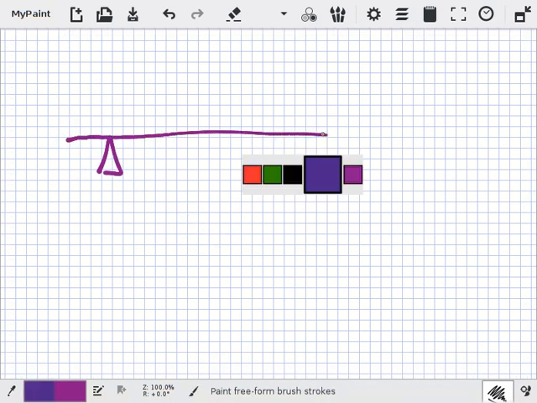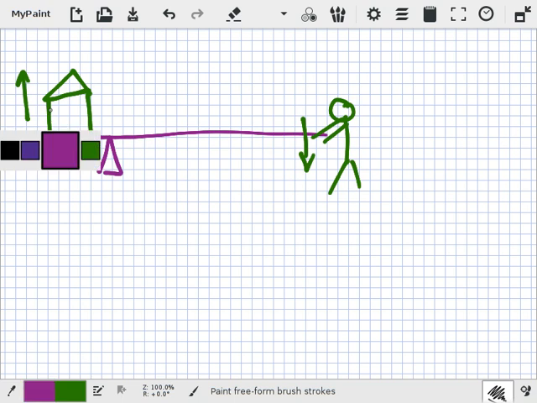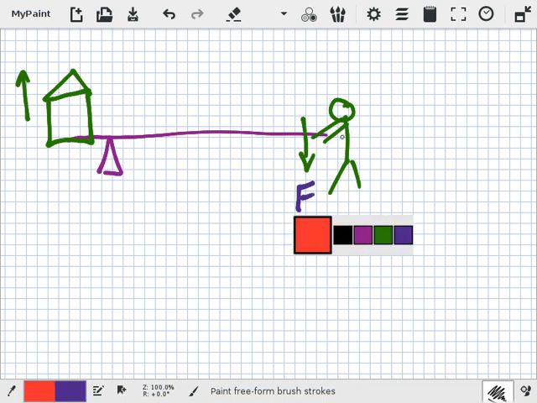Think about this. Here is something really heavy to lift. And here you are, and you're going to push down on this. You're really going to push down hard to make this go up, okay? Now, you could push harder, or you could make this lever a little bit longer.